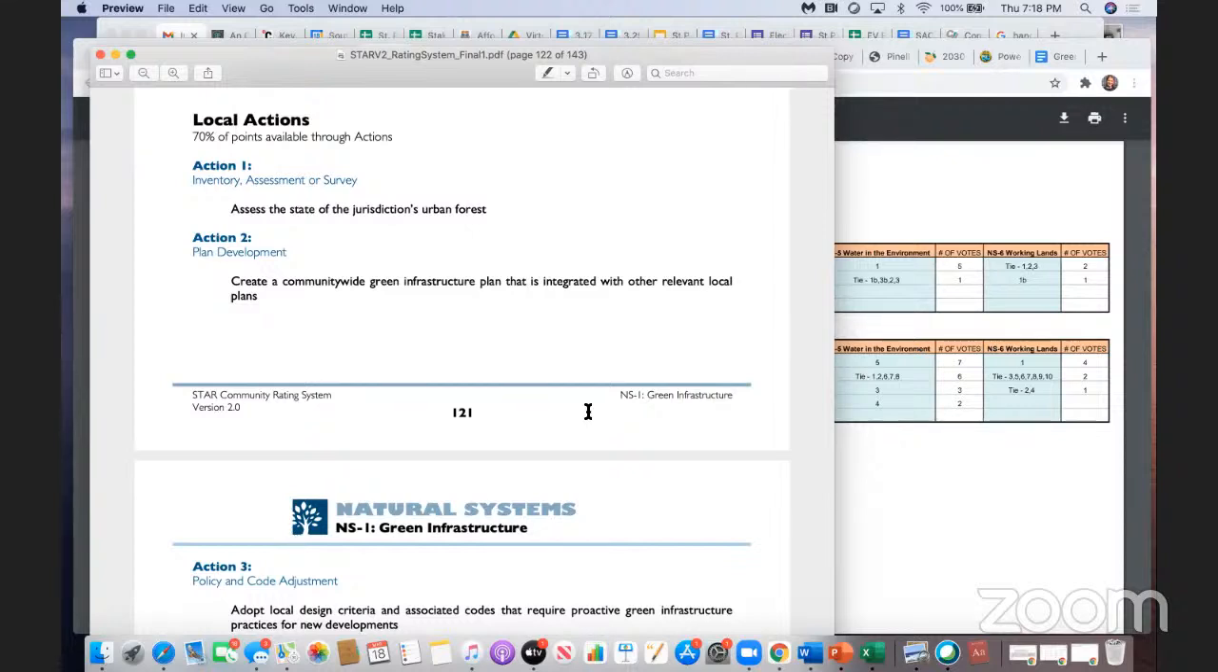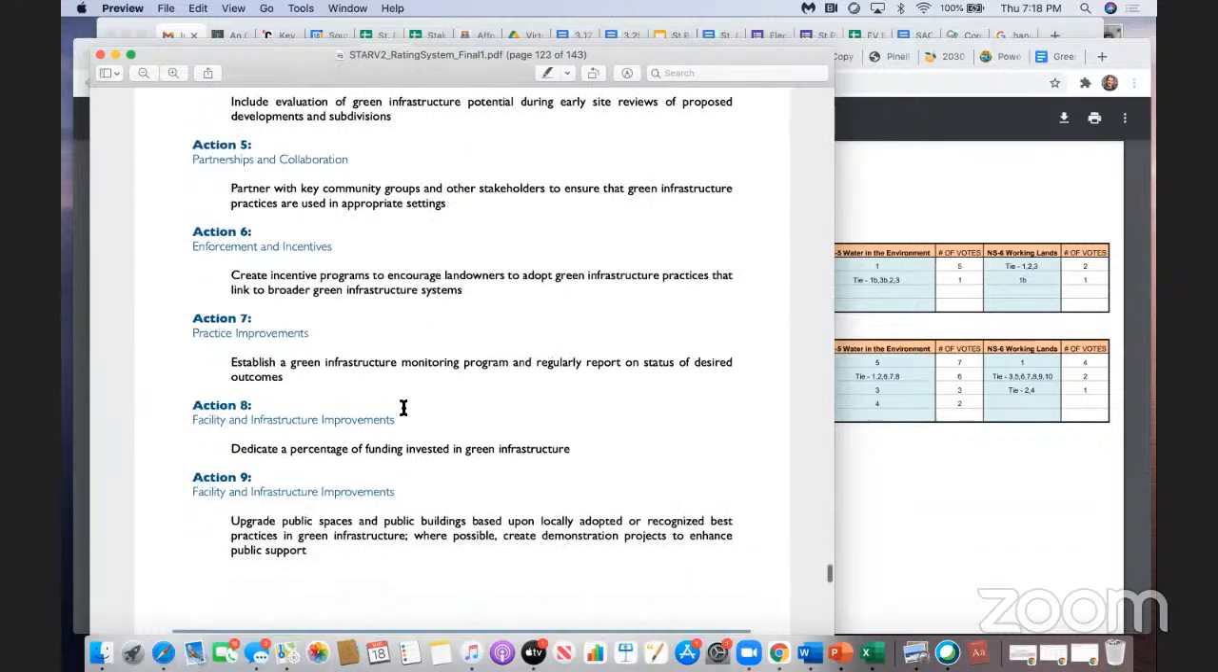And then let's go on to natural systems. What was action item number 8? Oh, I'm sorry. Action item number 8 is dedicate a percentage of funding invested in green infrastructure.